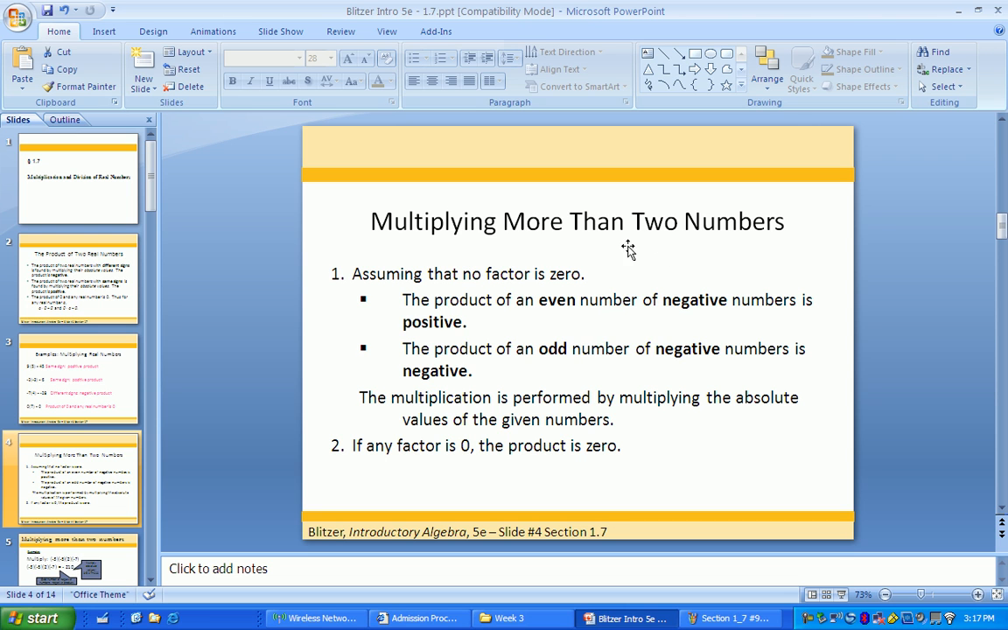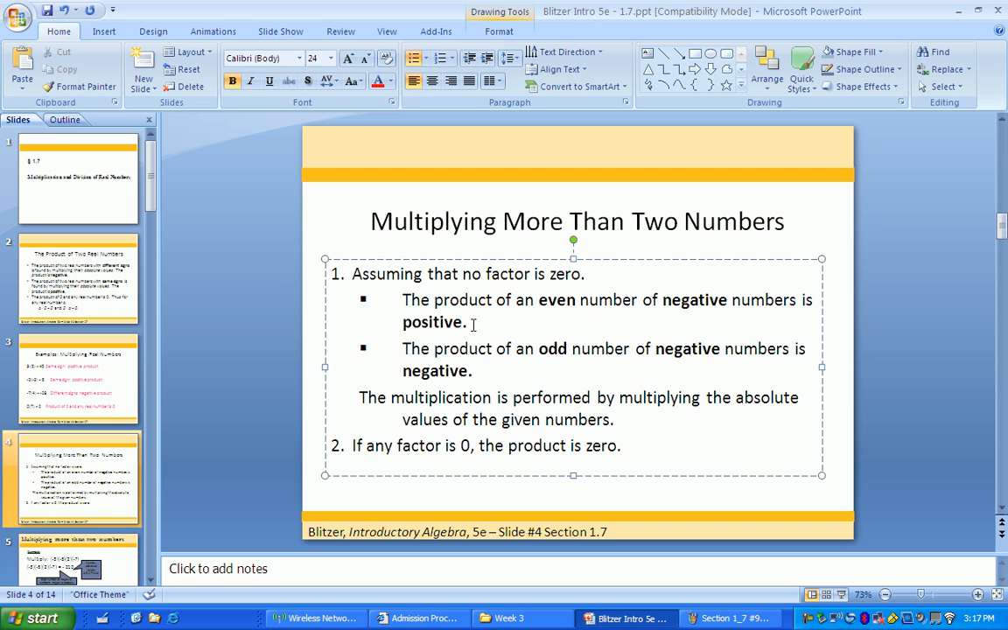Multiplication, multiplying more than two numbers. There's some easy ways to deal with this. We'll go ahead and show you a couple of ways. But what you have to know is the product of an even number of negative numbers is positive. So that means if we're multiplying 10 numbers together and they're all negative, well, 10 is an even number, so the end result should be a positive because we have 10 negative numbers. It's an even number of negative numbers, which makes it a positive. If we have, let's say, 11 negative numbers, multiplying them all together, we know our product is going to be negative because 11 is an odd number of negative numbers.